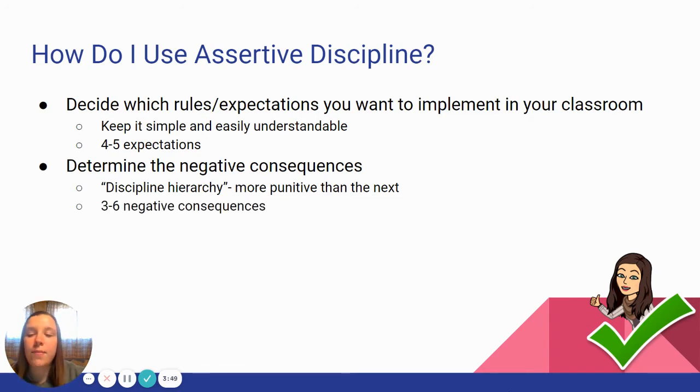And they recommend having about 3 to 6 negative consequences. And again, I think this depends on the age level that you're implementing this program with.